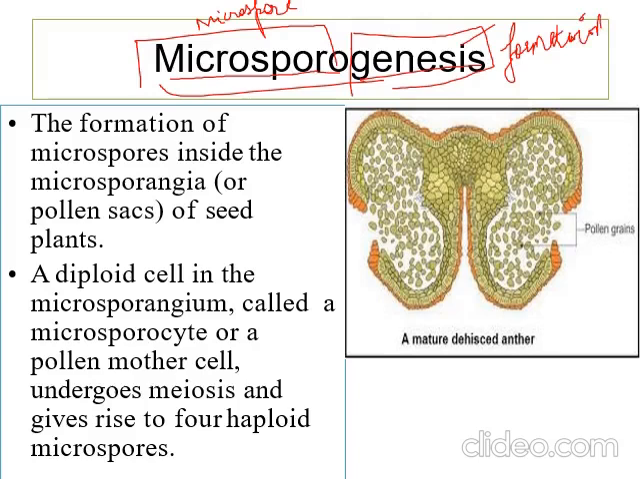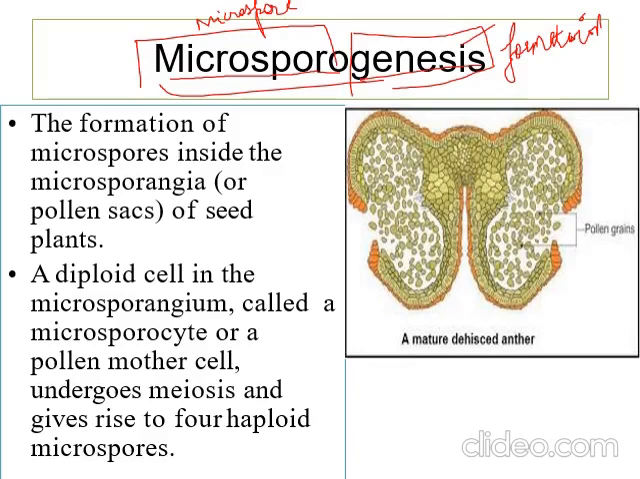And what are these microspores and how these microspores convert into pollen grains, we'll study in this process. So first of all, the process will go through the points. First we'll study the theoretical part, and then I'll show you the figures and the flow chart of how the formation of microspores takes place. So see, the formation of microspores inside the microsporangia, or the pollen sacs of the seed plants.